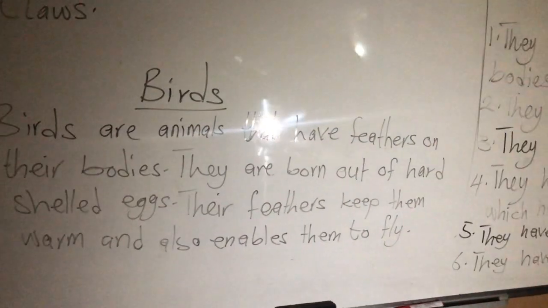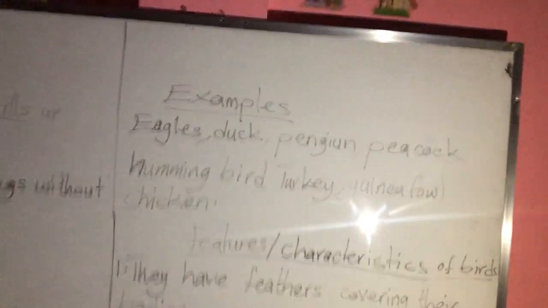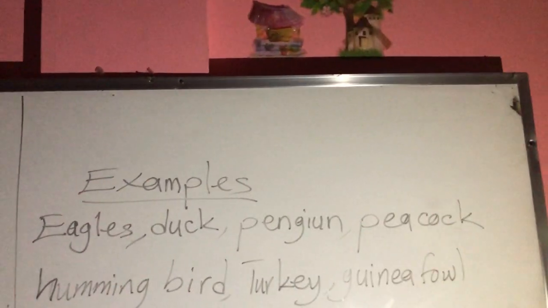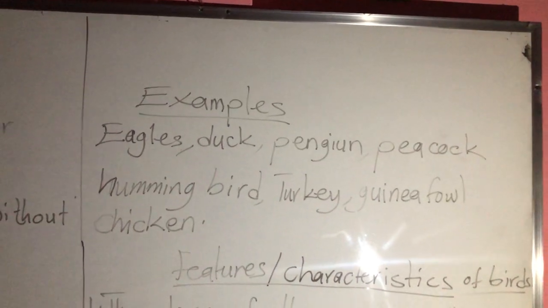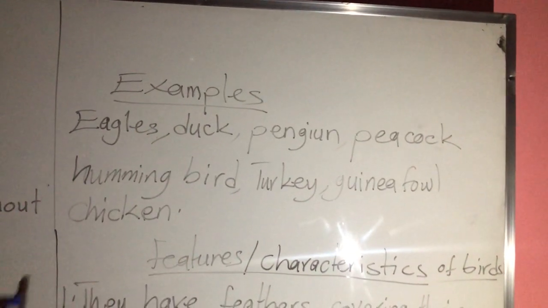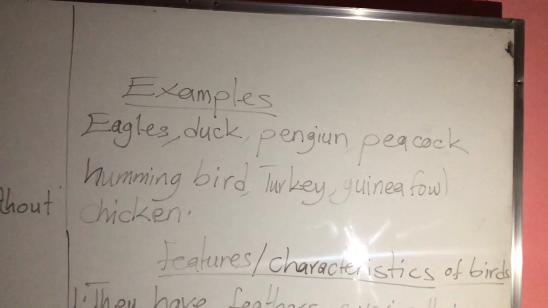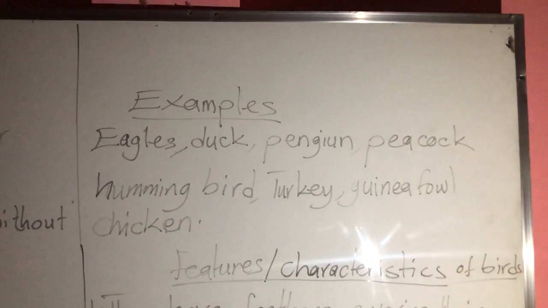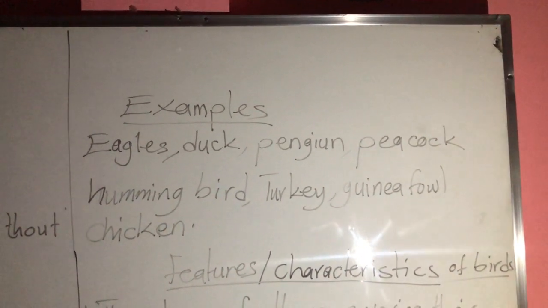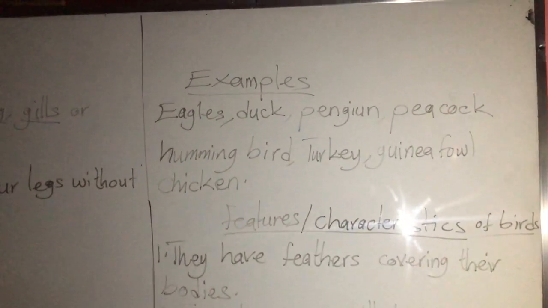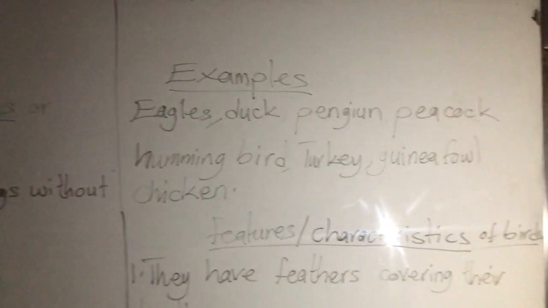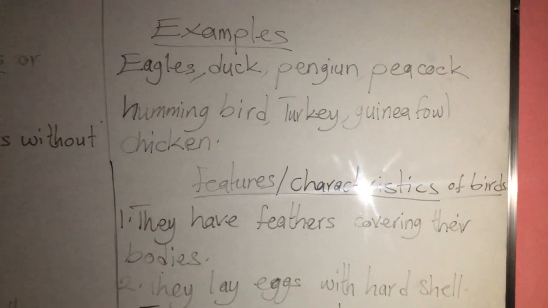Okay, good. Let's move on with some examples of birds. We have eagles, duck, pigeon, peacock, hummingbird, turkey, guinea fowl, and chicken. Now we can name many more. When we look around us in our homes, we have a whole lot of birds around. You can name them. Some fly in the air and some walk and at times fly.